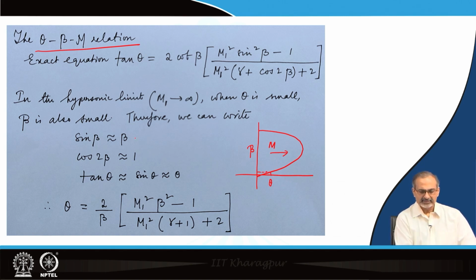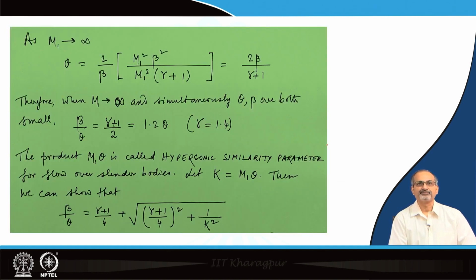Therefore, we can write that sine beta is approximately equal to beta, cos 2 beta is approximately 1, tan theta is approximately equal to sine theta, which is again equal to theta, all in radian measure of course. And now, if we substitute those simplified expressions in the theta beta M relation, we get a relation between theta, beta, and M1 tending to infinity, as well as small values of theta and beta limit.